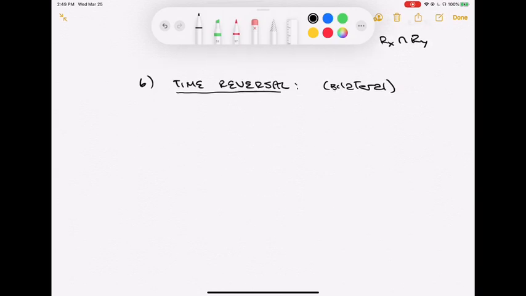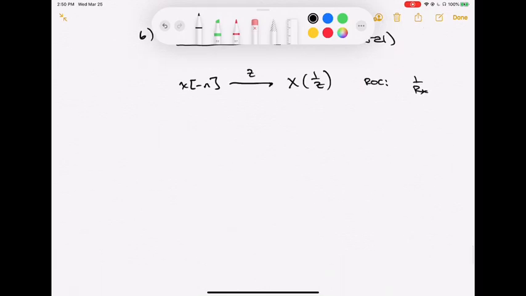What does the time reversal property say? It says if I time reverse a signal, I can get the transform with really essentially no work. All I have to do is reciprocate the frequency variable. So I'm going to take X of 1 over z, and the region of convergence as well becomes reciprocated from whatever the original region of convergence is. Let me just demonstrate this one through a very brief example. It won't be anything too terribly complicated, but it will show the basic idea of it.